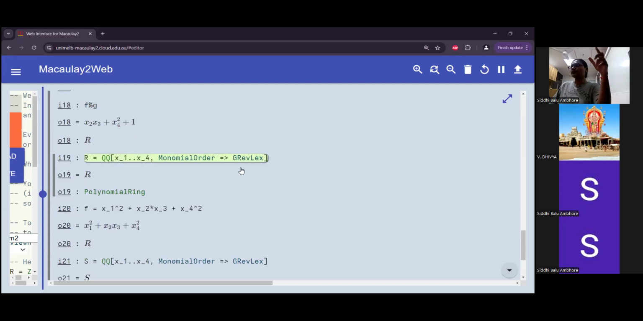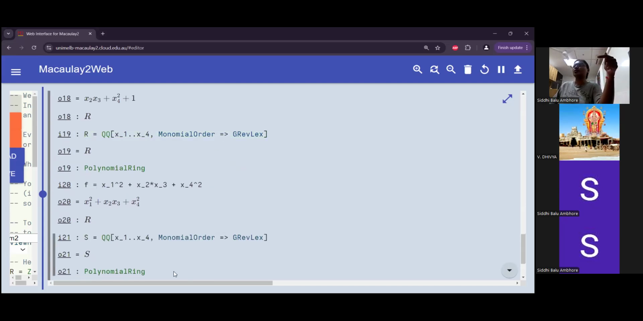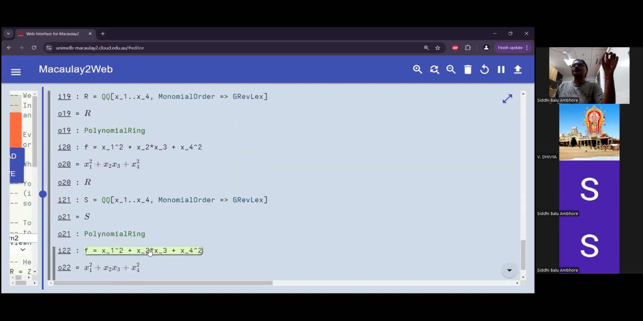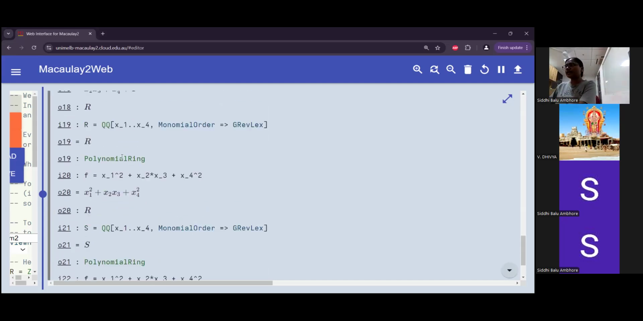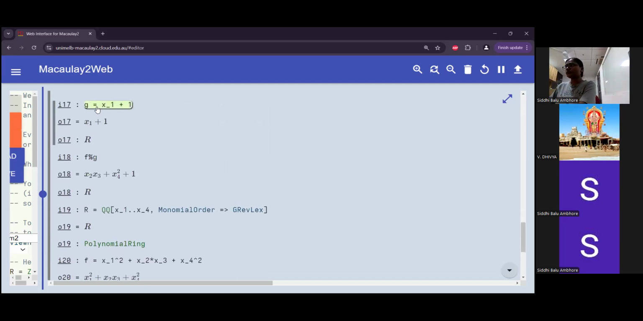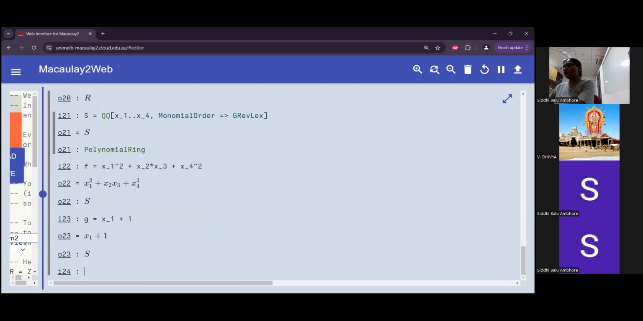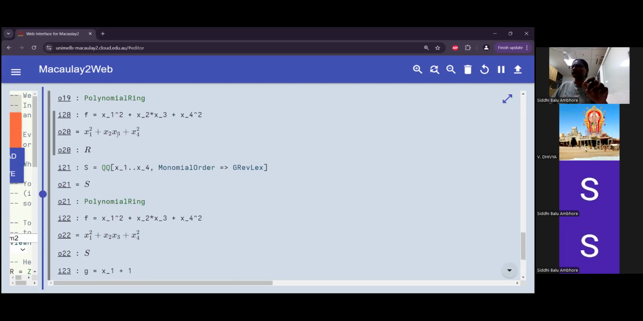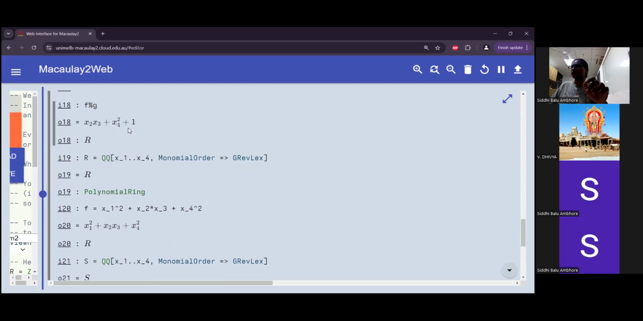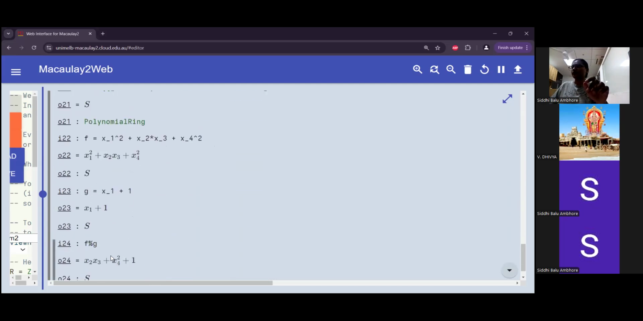It doesn't matter if they had different order and so on. Macaulay 2 considered the polynomial f as a polynomial of the ring which was defined the latest. For example, it considered this f as a polynomial from ring S. Again I define this G, and now f divided by G is again the same polynomial here: x2, x3, x4 power 2 plus 1 and so on.